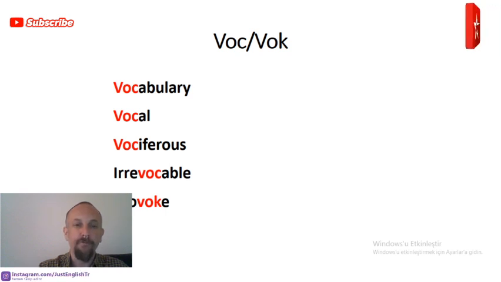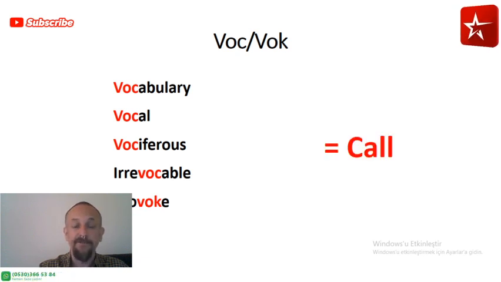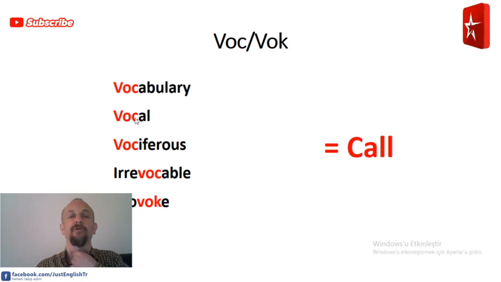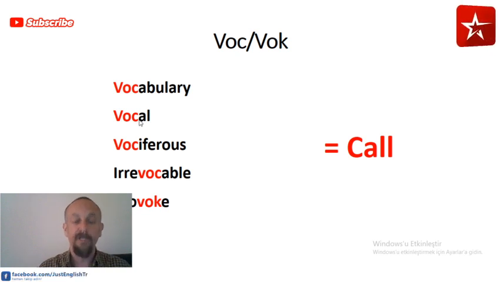Well, I've already done the pronunciation part. Voc, very good, Adam. And the meaning is to call. So vocabulary is basically what we call objects in the world. Vocal, for example, is to do with a voice. If someone is vocal, they talk a lot, a lot of sound comes out of their mouth.